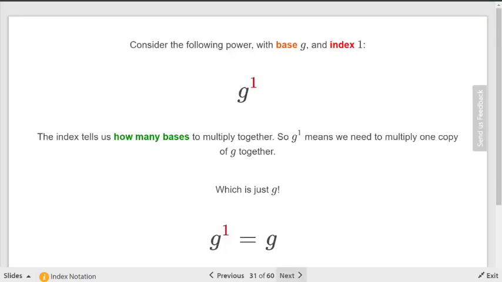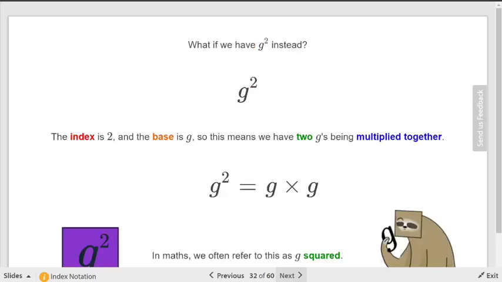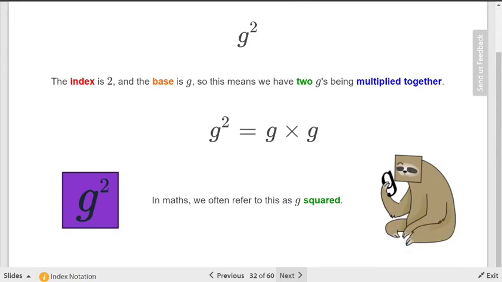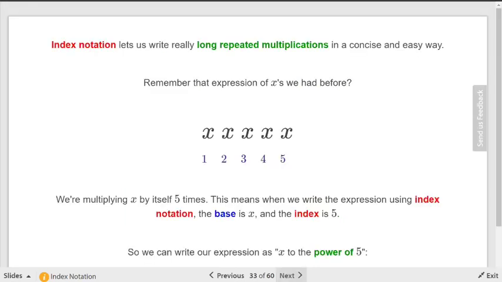What if you don't have an exponent? What do you assume it to be? 1. So anything to the 1st power is just equal to itself. So what if you have g to the 2nd? What does that mean? G times G. Okay, good.